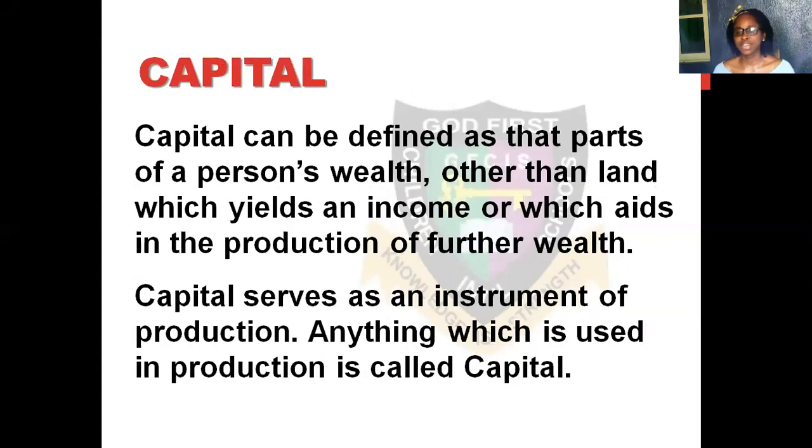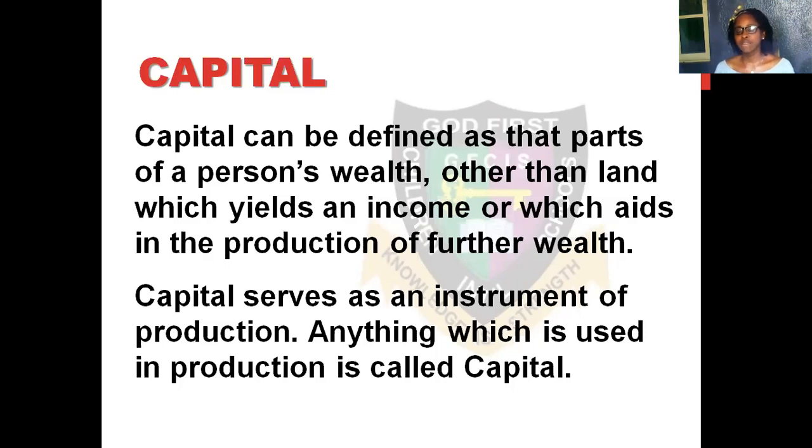Capital can be defined as that part of a person's wealth other than land, which yields an income or which aids in the production of further wealth. Or capital serves as an instrument of production. Anything which is used in production is called capital. Capital is no other than money. Every other thing used in production can be referred to as what?